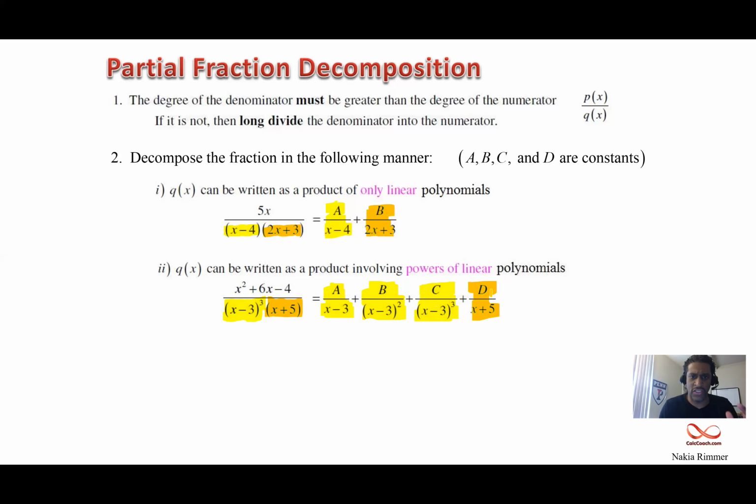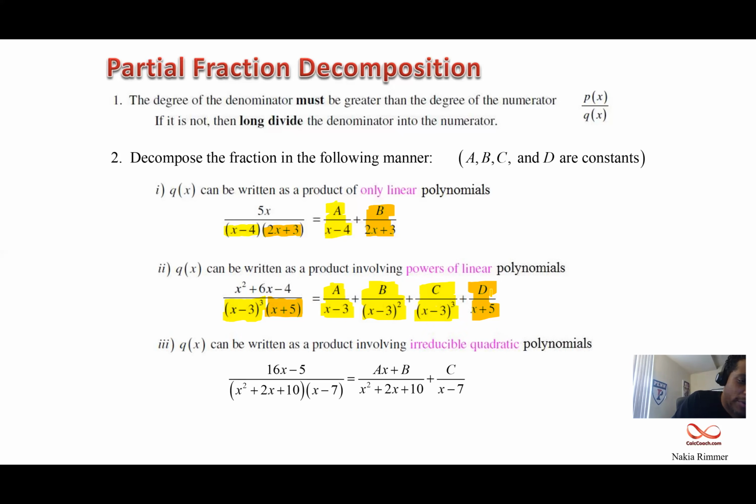But I just want you to know these are 2 very separate decompositions. Linear, one fraction. Linear that's raised to a power, that many fractions based on the power. The last type of term that can show up in the denominator is an irreducible quadratic. When you have one of those, the decomposition is different. What's different so much about it is the numerator.